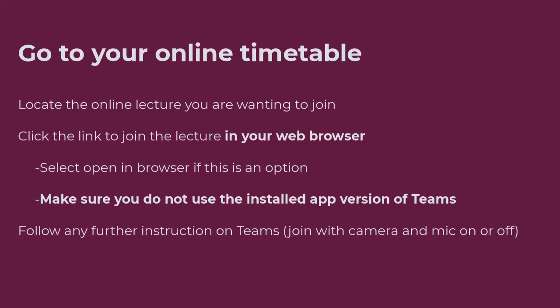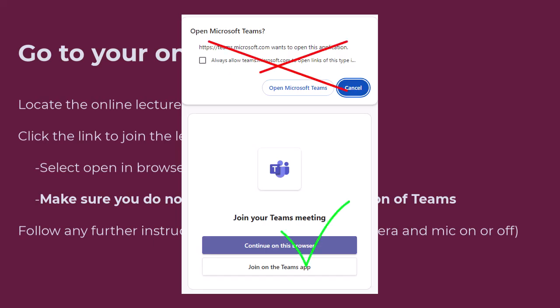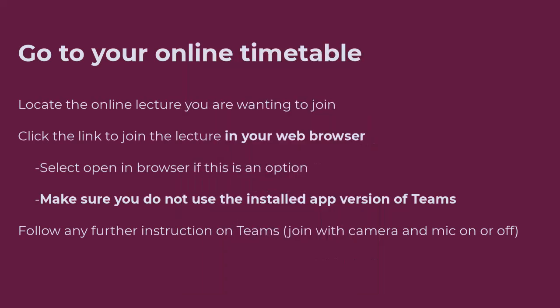Next, go to your online timetable and locate the online lecture you are wanting to join. Then, click on the link to join the lecture in your web browser. Select Open in web browser if this is an option. Make sure you do not use the installed app version of Teams. From here, follow any further instruction on Teams, such as joining with camera and mic on or off.